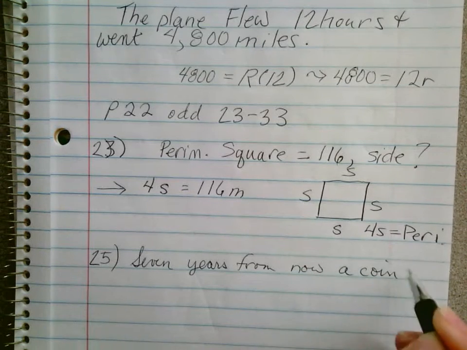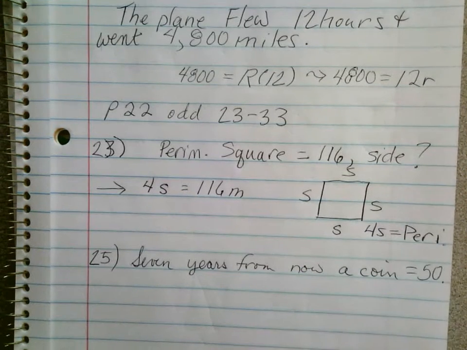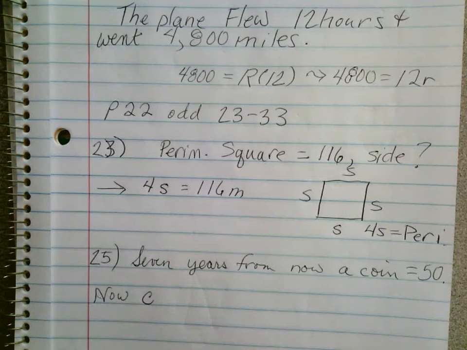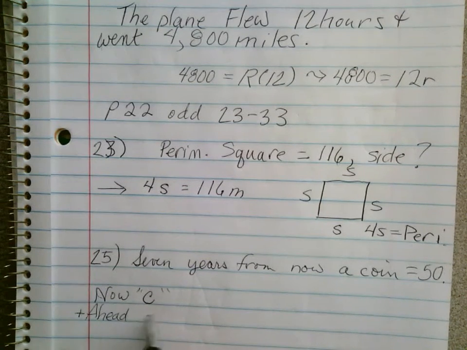A coin will be 50 years old. So tell me what you think the coin is now. Give me a variable to represent the coin's age. C is perfect. So right now, the coin is C years old. If I go ahead by a certain number of years, it's C plus 50.